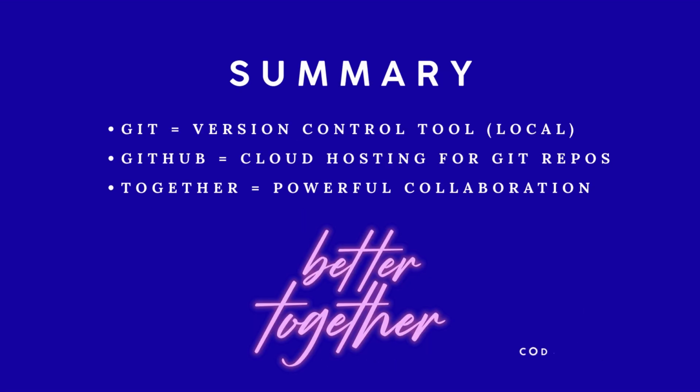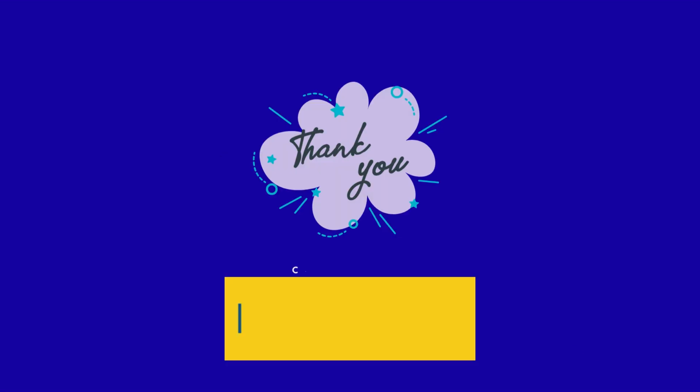Is it clear? Now, to summarize, Git is basically a version control tool which is local, and GitHub is a cloud hosting platform for Git repositories which allows you to collaborate. So Git and GitHub together empower very powerful and strong collaboration. I hope this video helps you.